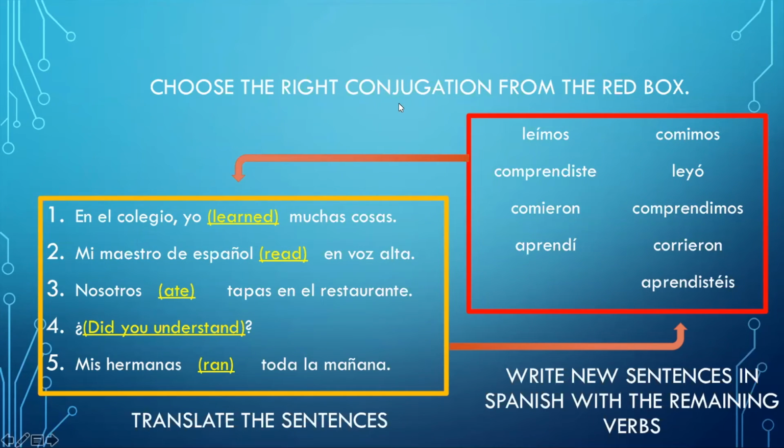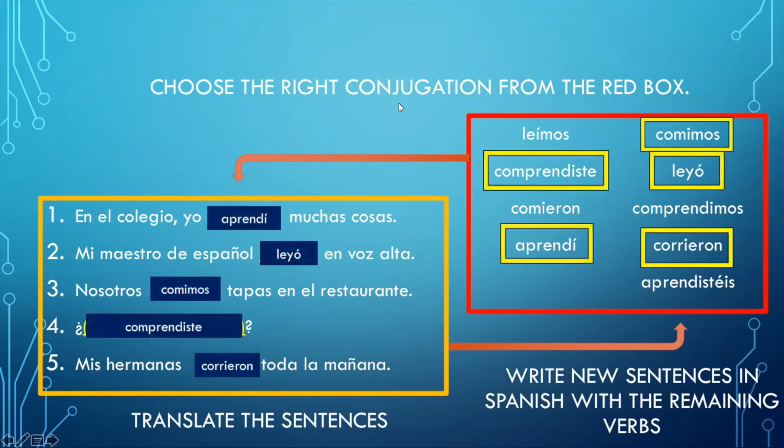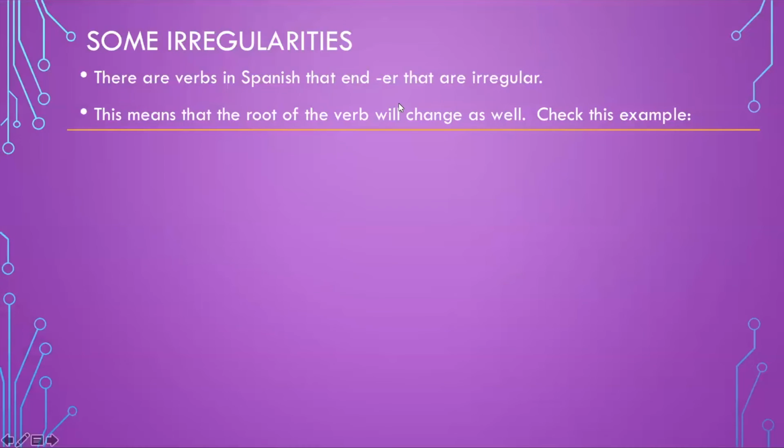Now let's have a look at the answers. There we go. En el colegio yo aprendí muchas cosas. Mi maestro de español leyó en voz alta. Nosotros comimos tapas en el restaurante. ¿Comprendiste? Mis hermanas corrieron toda la mañana. Well, that was good. Now, we do have some irregularities.